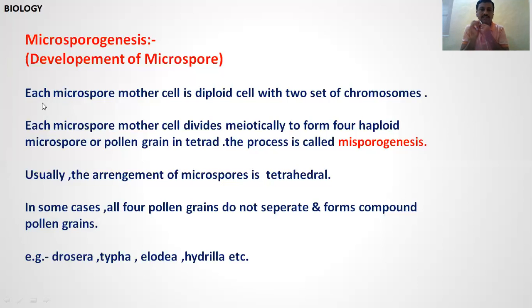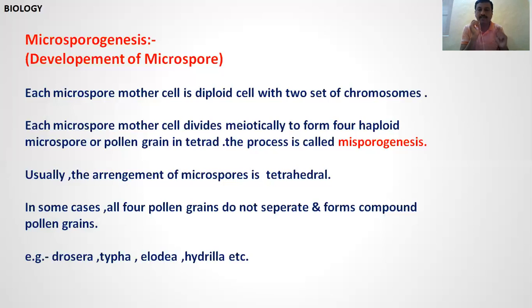Now let us see microsporogenesis, the development of the microspore. Each microspore mother cell is a diploid cell with 2 sets of chromosomes. Each microspore mother cell divides meiotically to form 4 haploid microspores, or pollen grains, in a tetrad condition. It means 4 pollen grains. This process is called microsporogenesis: the sporogenous cells or spore mother cells divide meiotically to produce 4 haploid pollen grains.